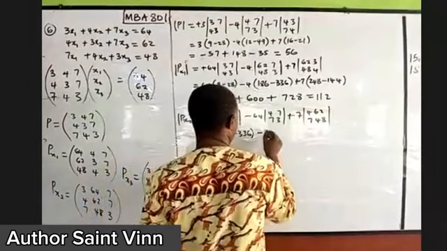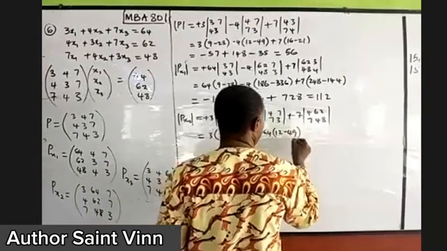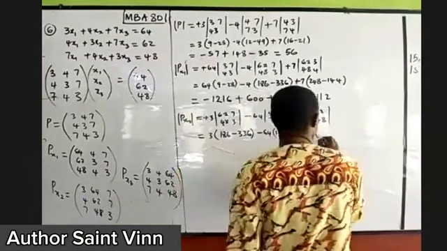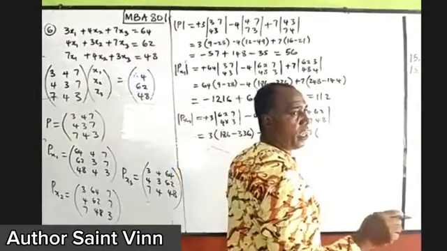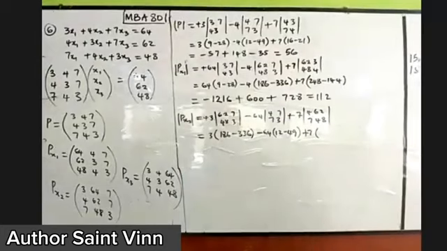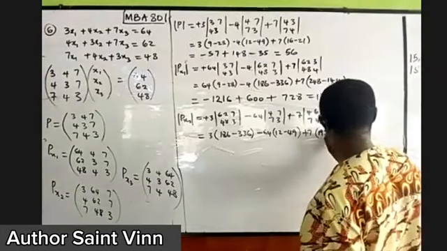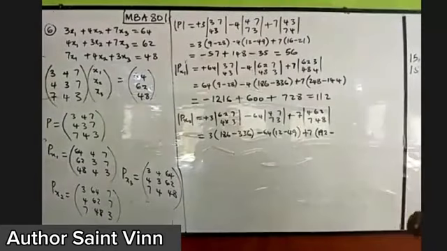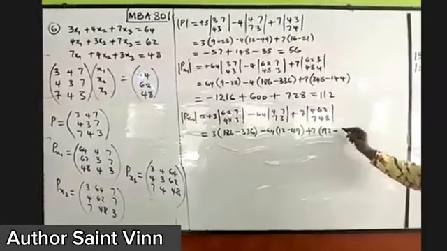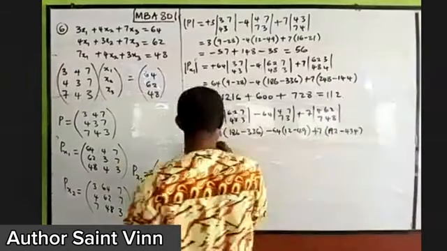minus 64, 12 minus 49, plus 7, 4 times 48, what do you have? 192. 62 times 7, 434. So what's the result here? This minus this.